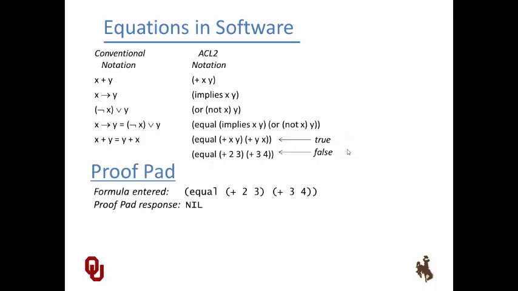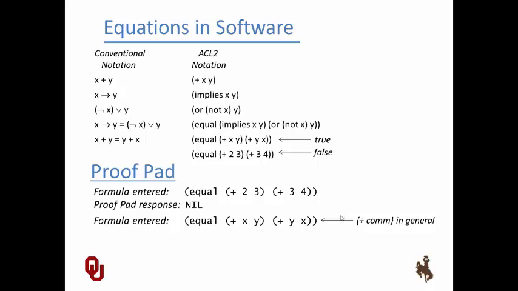The ProofPad system is a piece of software that interprets ACL2 formulas. If we ask ProofPad to compute the value of the formula equal, plus 2 3, plus 3 4, it would respond nil. Nil is the ACL2 symbol for false. On the other hand, the ProofPad response to equal, plus 2 3, plus 3 2, would be T for true. And this equation is a special case of the commutativity equation for addition.